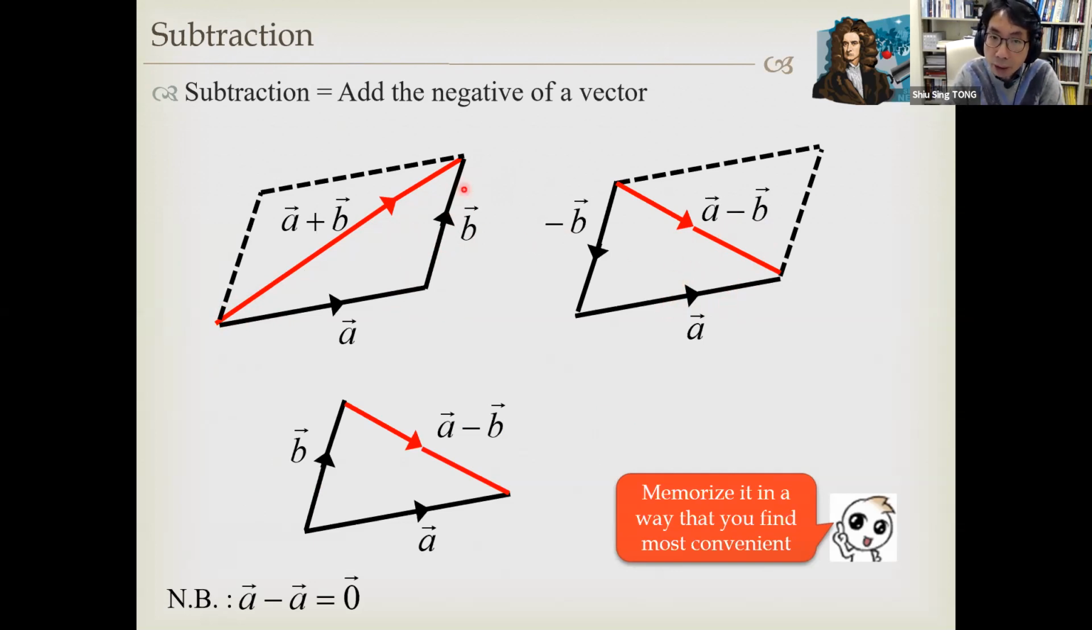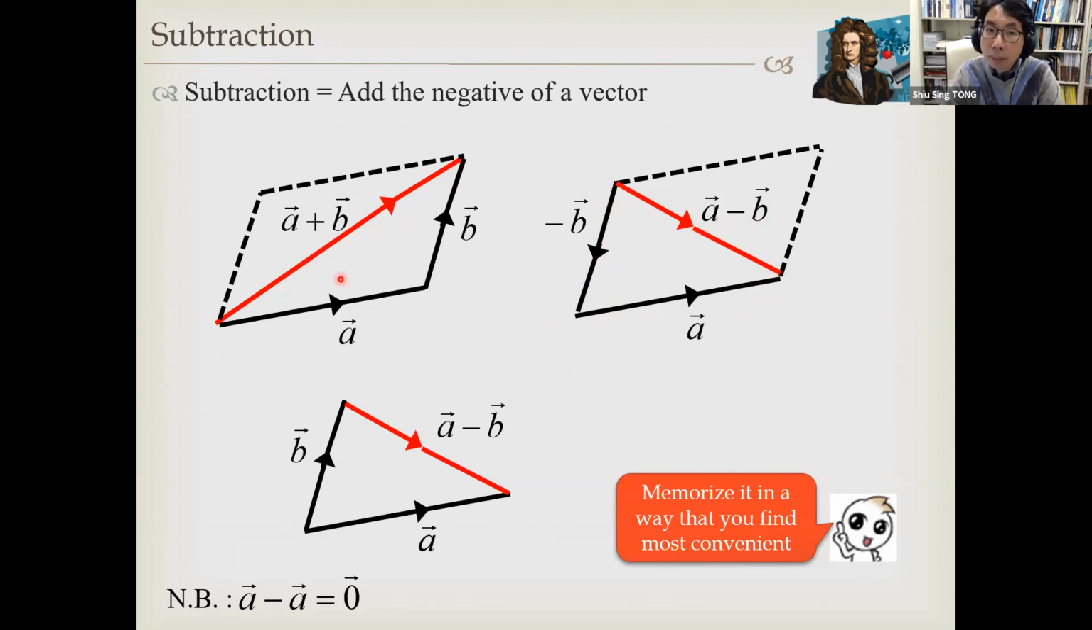So this is the B vector, and minus B is the same vector, but with the direction reversed. So A minus B is just A plus the vector minus B. This is the vector minus B, and this is the vector A, and I just add them up to get the resultant. The resultant will be given by this diagonal.